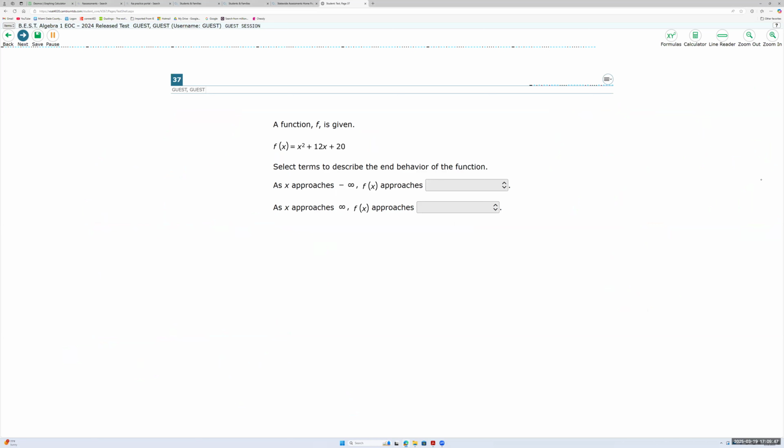Yeah, so 37 is a function. Okay, so what kind of function is this? We went over this: quadratic. What is the shape of a quadratic? It's all positive, there are no negative signs, so that means that it's a parabola that goes up.